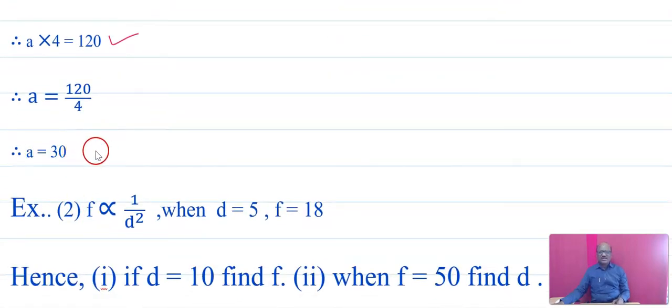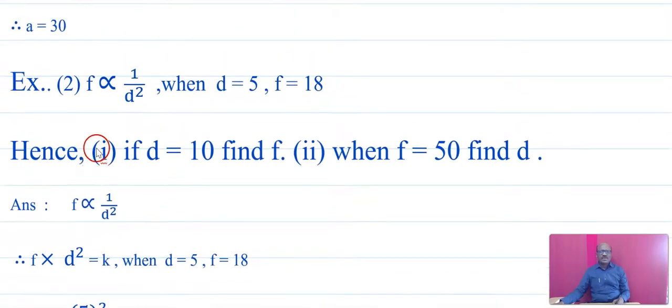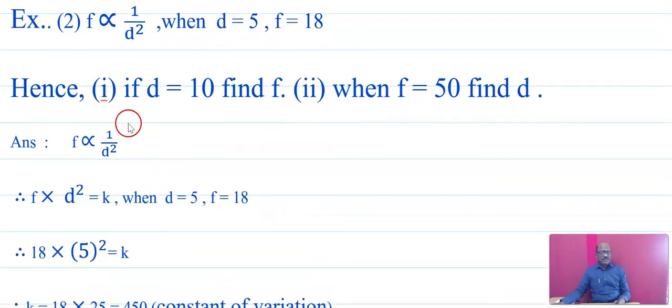And in this way we can find out all the values. Now the next problem: f is inversely proportional to d square. The value of d is 5 and the value of f is 18. First, if d is 10, then find f. Second, if f is 50, then find d.